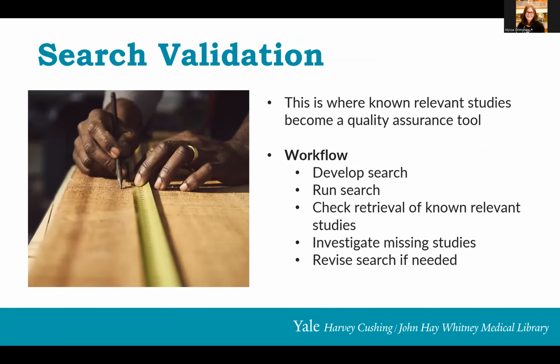Okay, so this is the part that I always get most excited for, and this might not be as exciting for everybody else that's not a librarian, but I am going to tell you all about my favorite part of evidence synthesis searching. And that's when we get to use the known relevant articles as a quality assurance tool. So the workflow for this is that you're going to develop the search strategy. You want to run the search strategy, and then you want to check the retrieval of a known relevant study against that search strategy.